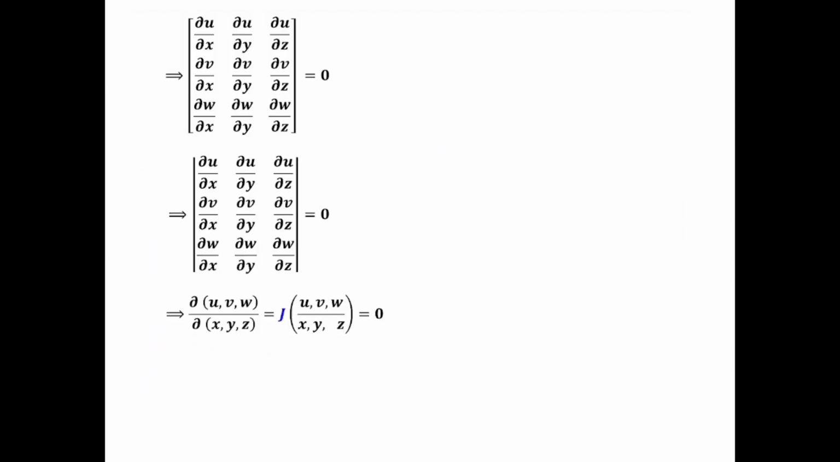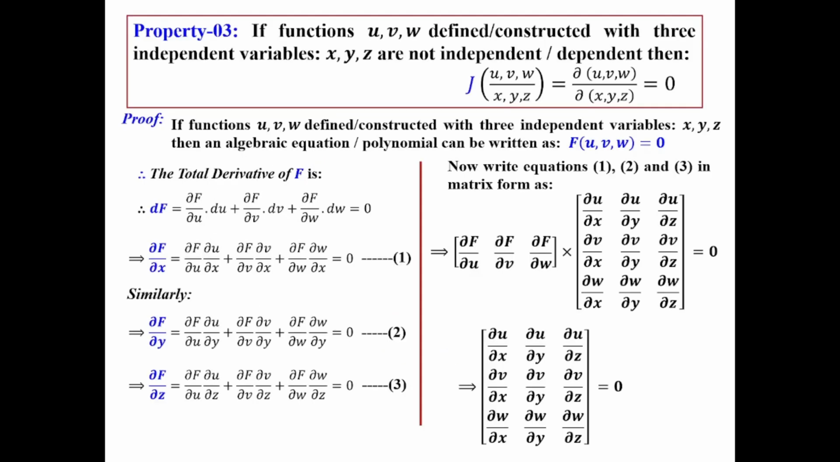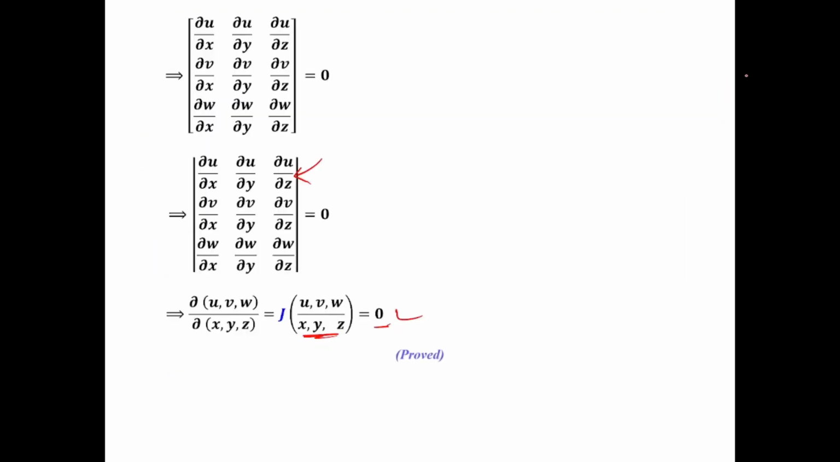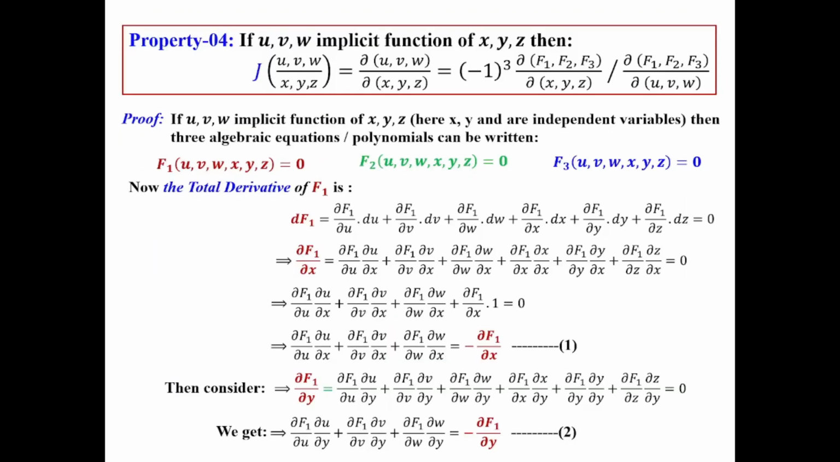So here we found the same determinant. That means we can write del of u v w by del x y z, or the Jacobian of u v w with respect to x y z, equal to 0. Hence, we proved this third property, right? Now we are going to go for our fourth property and its corresponding proof.